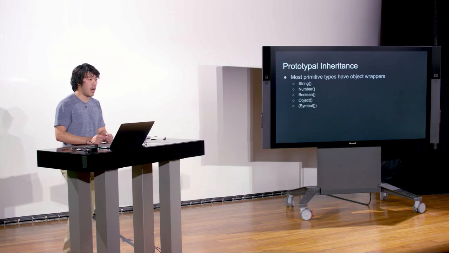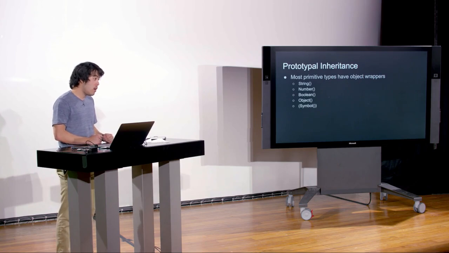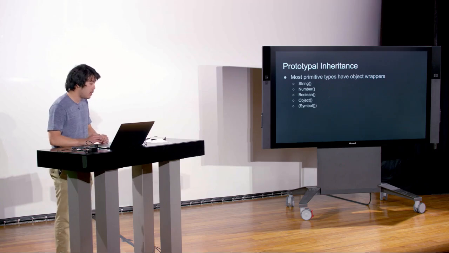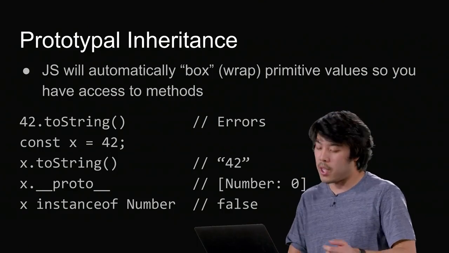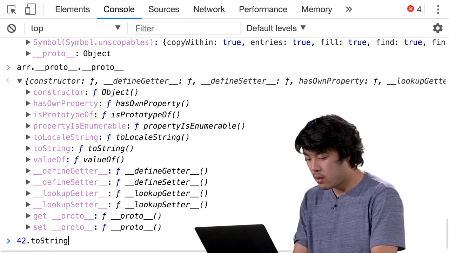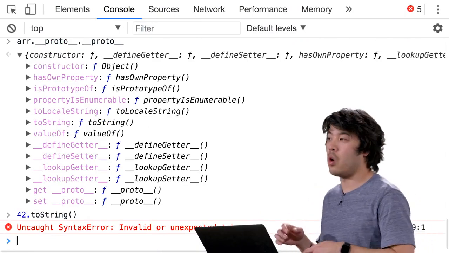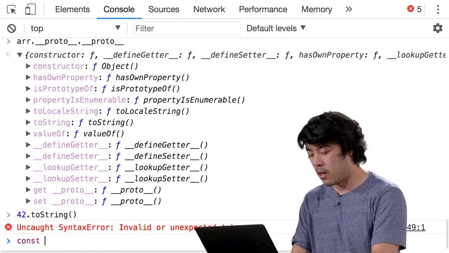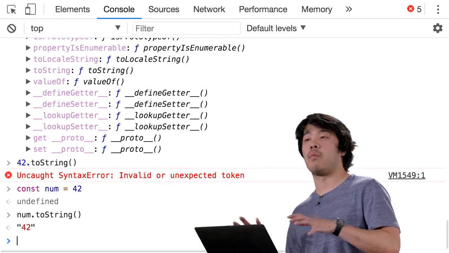Cool. So most primitive types have object wrappers. We talked about how primitive types don't have any methods associated with them, but primitive types also have wrappers that have prototypes associated with them. What the heck does that mean? So if I were to do 42.toString, it's going to be like, what the heck do you mean? I told you that these primitive values don't have methods, and so 42.toString doesn't really make sense. But say I were to do const num = 42 and did num.toString, that will actually do something, and that's a little bit strange.